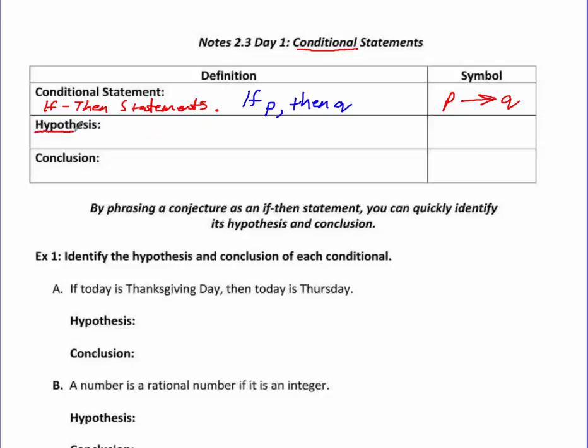The hypothesis of an if-then statement is the if part. It's always going to be represented with the letter P. The conclusion of an if-then statement is always going to be the then part. And again, just write it down.